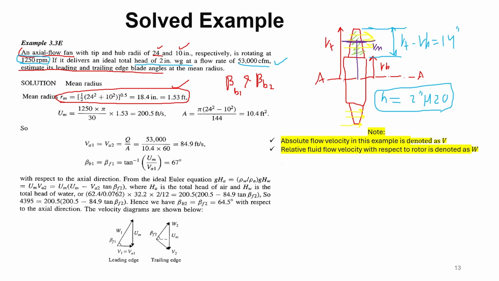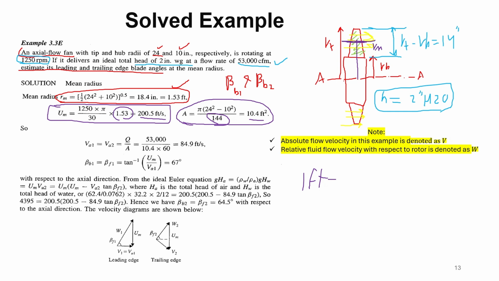Okay, so what else can we have? Once we calculate the mean radius, we can get the rotor speed at this mean radius, which is basically pi N over 30 times the mean radius. This will give you U sub m, about 200 feet per second. The area of the flow is this guy. Now why do we have 144 here? Because we are converting from square inches. Remember, 1 foot has 12 inches, so if you want 1 square foot, you need to take the square of 12. This will give you 144 square inches.